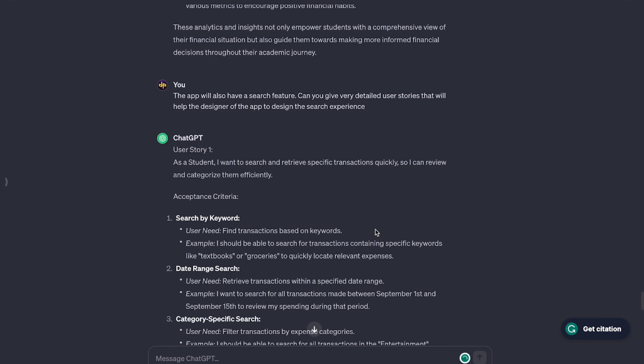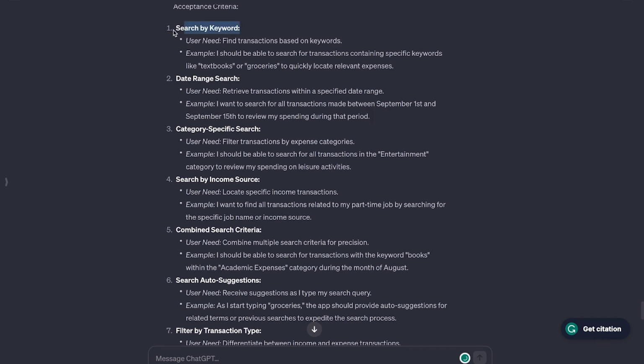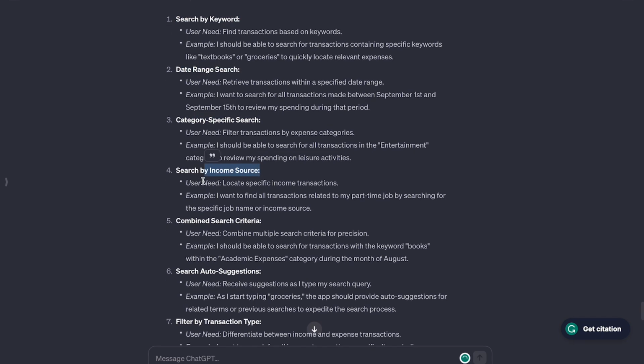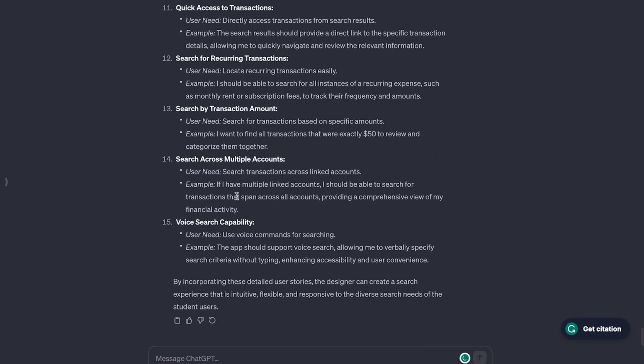All right. Now, I also did something regarding search. We can look into this a lot later when we focus on the search experience. But if I have to go through it, it's nothing crazy, to be honest. Keyword, date ranges, category-specific search, income source. So we're going to look into all of this later when we dive into a lot more details, right?